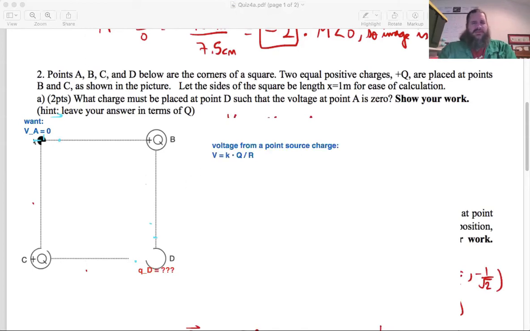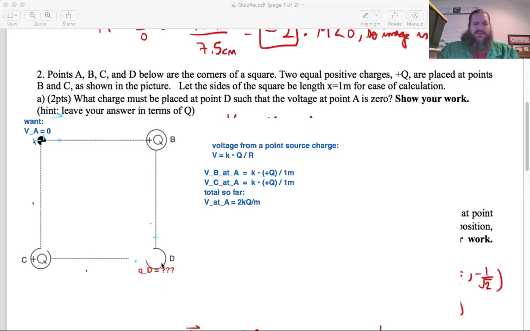So we've got voltage B at A is K times plus Q divided by the distance, 1 meter. And then we can do the same thing for C. It's also charge plus Q, and it's also 1 meter away. So the voltage caused by charge C at location A is K times plus Q divided by 1 meter. So they're both producing the same amount of voltage. How would we figure out the total voltage of both of those together? We add them. Yeah, we can just add those up. We get 2KQ over 1 meter, which is definitely not zero.